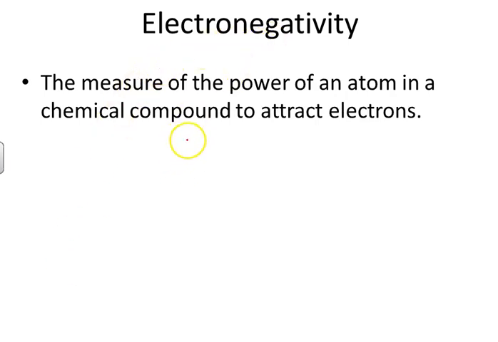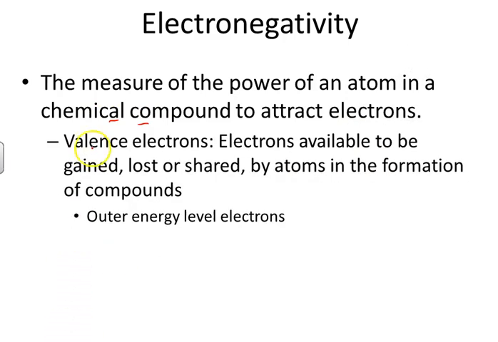Electronegativity, the second property in this particular PowerPoint, is a measure of the power of an atom in a chemical compound to attract electrons. The electrons that we're referring to are the valence electrons, those that we've already talked about with electron configuration. These are defined as the electrons available to be gained, lost, or shared by atoms when they form compounds with other atoms. They are the outer energy level electrons, or as we've called before, the highest occupied energy level electrons.